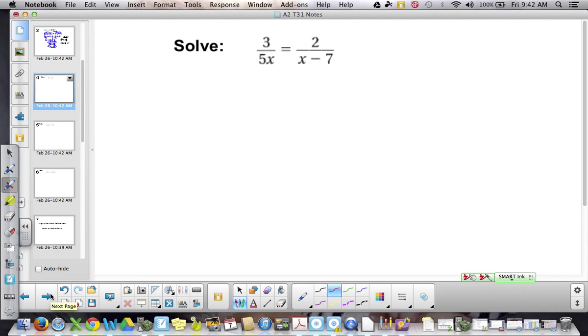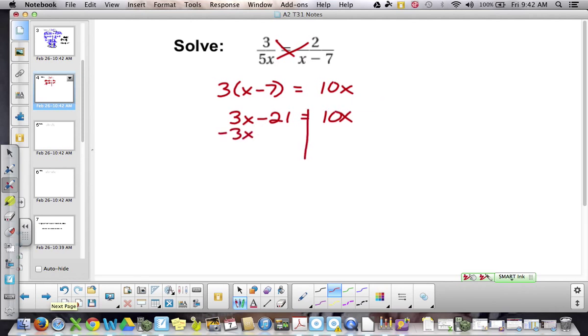All right, so again, this is a proportional rational equation. So we take 3 times x minus 7. Okay, set that equal to 2 times 5x, so it would be 10x. So we have 3x minus 21 equals 10x, and we want to solve that. So subtract 3x on both sides. Gives me negative 21 equals 7x, and then divide both sides by 7 to get negative 3 equals x.